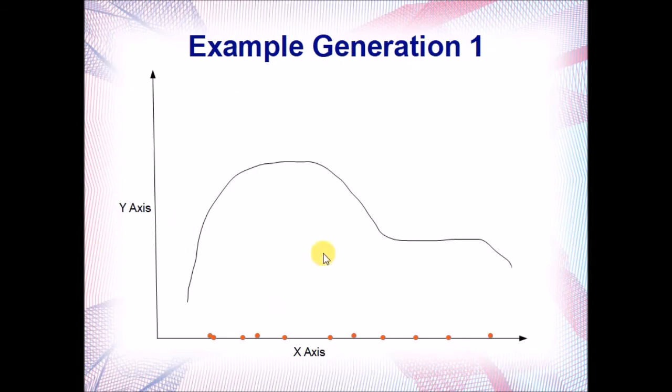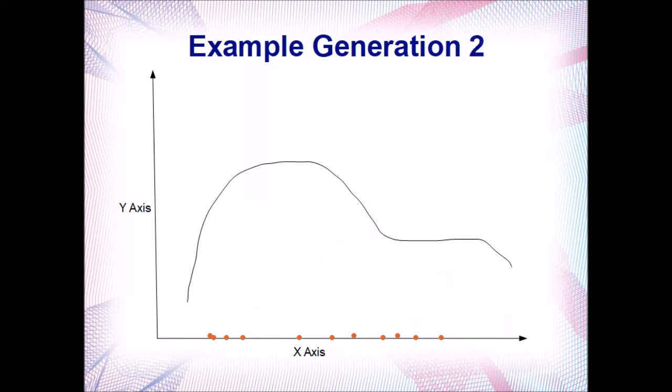So if we look at an example like this, the first generation of a genetic algorithm is purely random possible answers. So here we have this very unusual looking function, and we want to find what x value produces the greatest y value. So it's somewhere around here. Our little red dots are possible answers. That represents the first generation. And you notice that they're kind of all over the place.